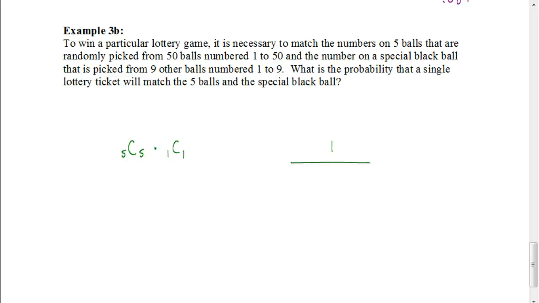We want to figure out how many total different combinations there's going to be. Well, for that, it's going to be the fact that we have 50 of the balls that are numbered from 1 to 50, and we're going to be choosing 5 of them, times the fact that we have 9 other balls, and we're going to be choosing 1 of those. So to figure out what our fraction is going to be, we're going to take 50 choose 5 and 9 choose 1 on our calculator.